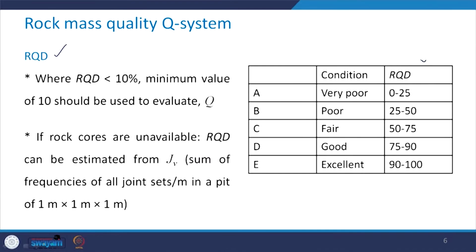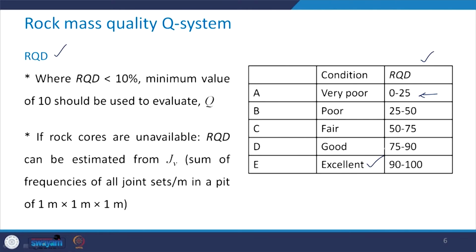So, here this table gives us the idea about the range of the RQD and the condition associated with that. You can see here that if RQD is varying between 0 to 25, the condition of the rock mass is called very poor, and if it is varying between 90 to 100, the rock mass condition is considered to be excellent, and somewhere in between you have poor, fair and good quality of rock mass. So, when the RQD is less than 10%, the minimum value of 10 should be taken in the expression of Q. So, if RQD is equal to 5, we will not take RQD equal to 5, but RQD equal to 10 when we calculate this index Q.